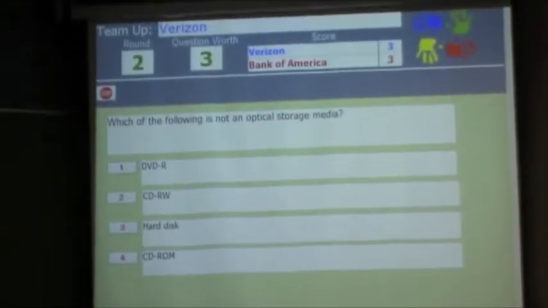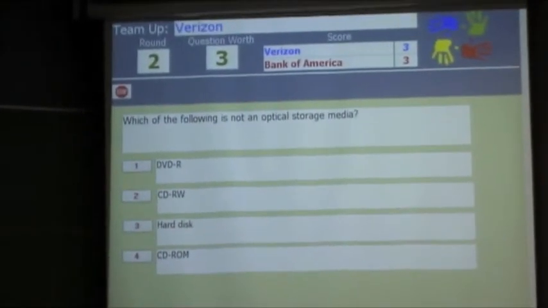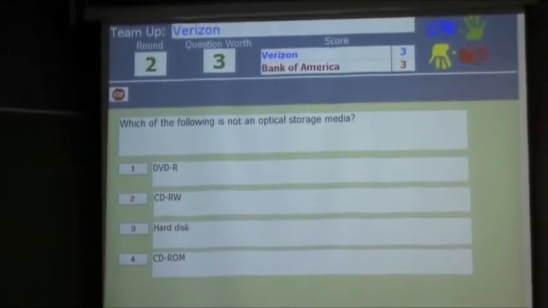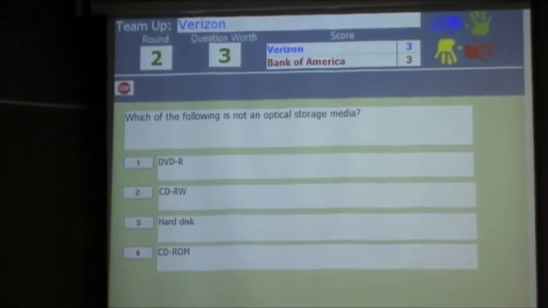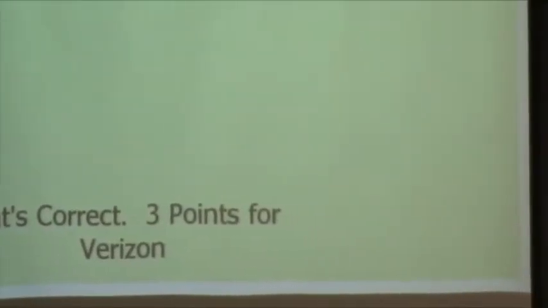Next question for Verizon. Which of the following is not an optical storage media? 1, DVD-R. 2, CD-RW. 3, hard disk. 4, CD-ROM. Number 3. That is correct.